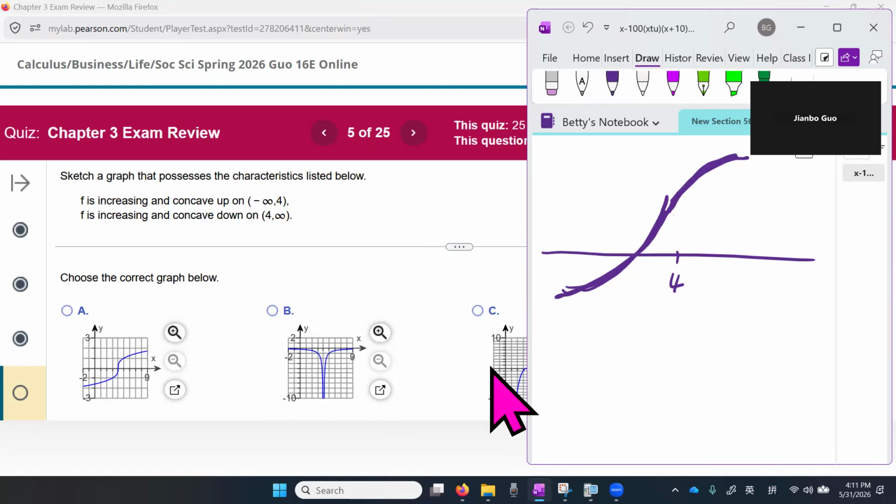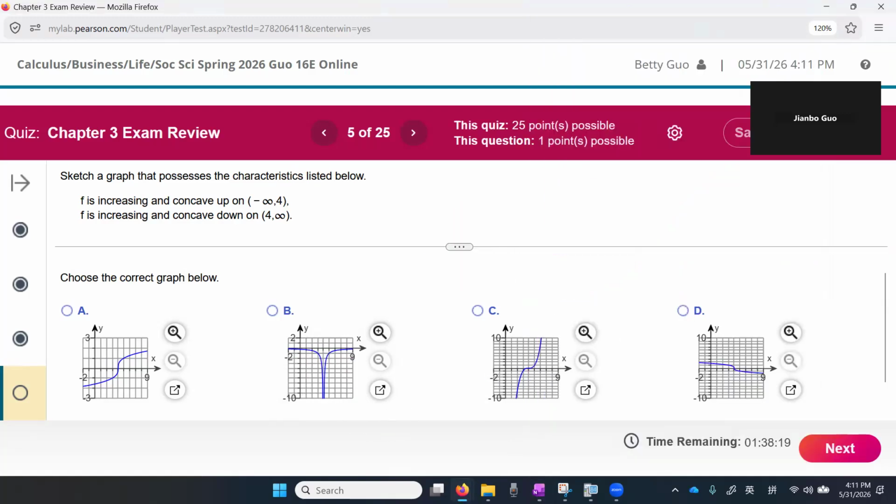So this one definitely is wrong. This one's out. This one's out. This one is increasing. This one is increasing. Concave up first, concave down after. This one is concave down to the left of 4 and then concave up, so this is incorrect. This one is the correct one. Concave up first, and then concave down from negative infinity to positive infinity. The entire time it is increasing. And that's it.